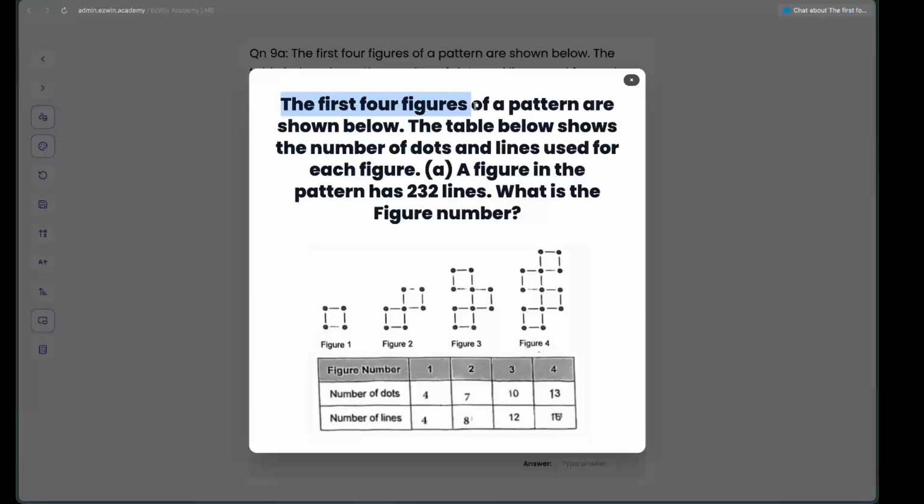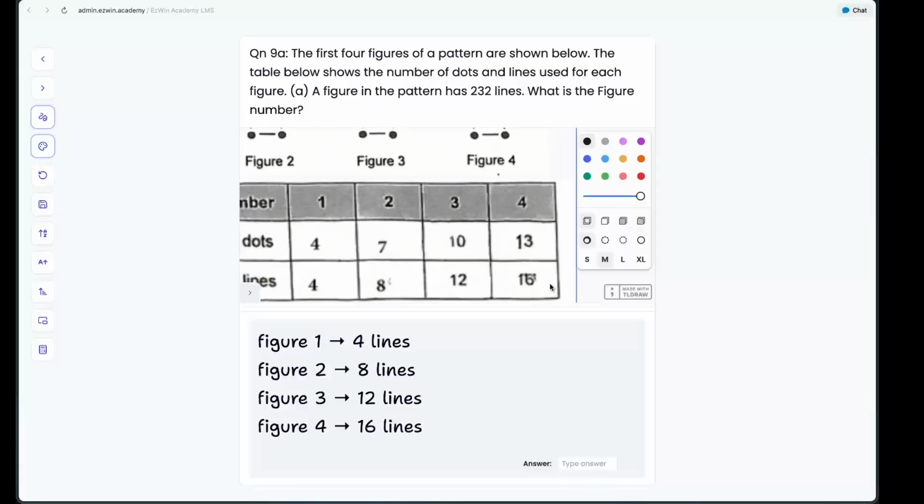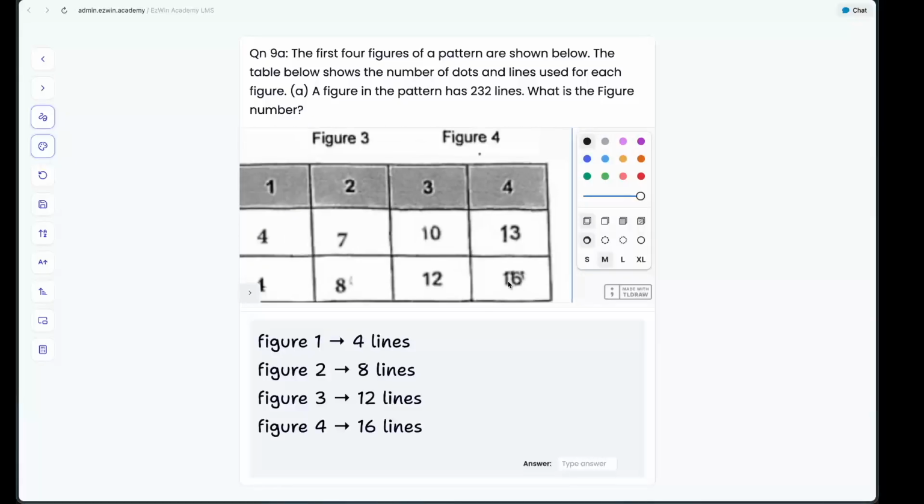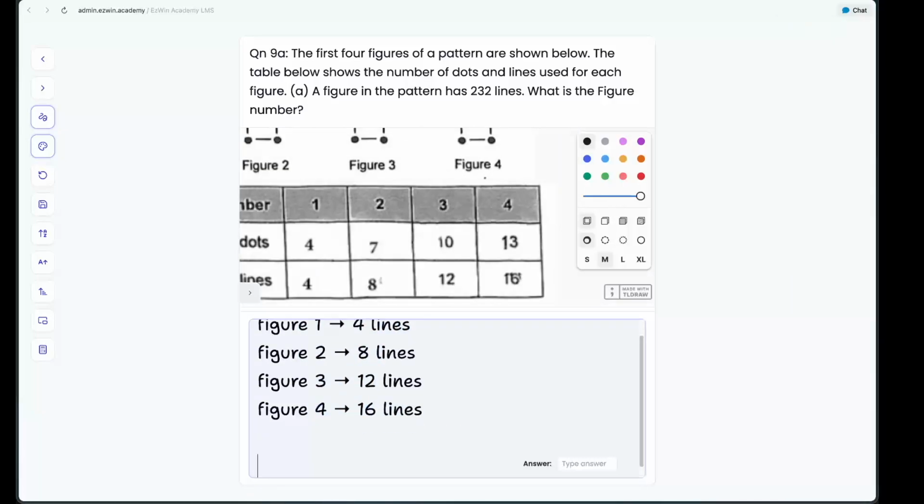Question 9a. The first four figures of a pattern are shown below. The table below shows the number of dots and lines used for each figure. A figure in the pattern has 232 lines. What is the figure number? So from the image over here, figure 1 has 4, figure 2 has 8, figure 3 has 12, and figure 4 has 16. So what is the figure when we have 232 lines?